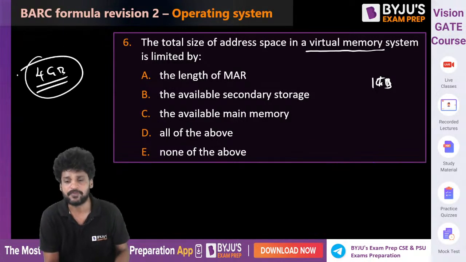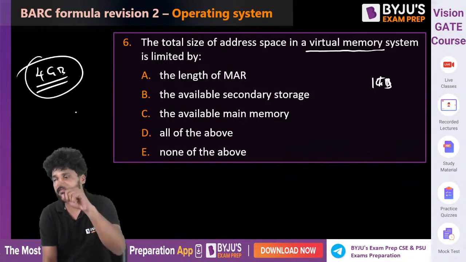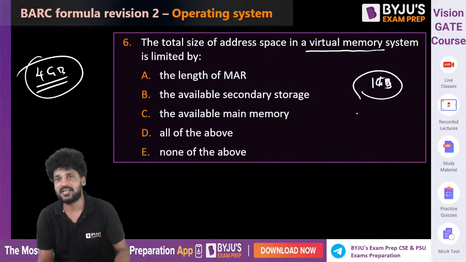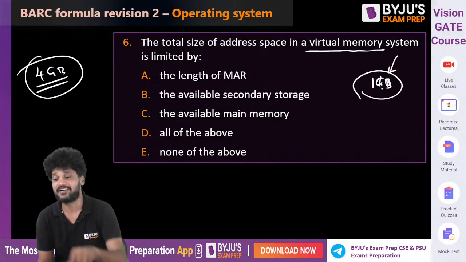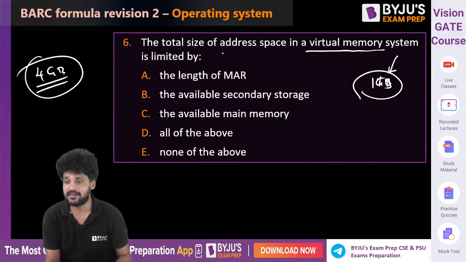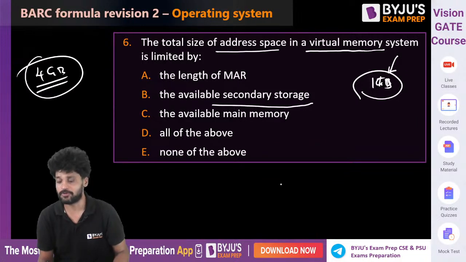Only 4 GB. But in the virtual memory system, the programmer will be given an illusion that the total secondary memory is his main memory. So the programmer will think that the 1 TB is his main memory, and that is actually the address space. So the address space in virtual memory is nothing but the available secondary storage. I hope you got the point.